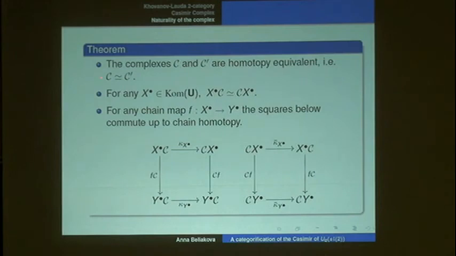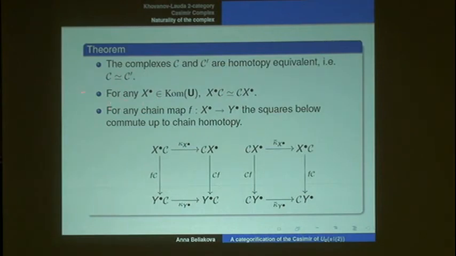So the first statement is just saying that both these complexes are homotopy equivalent to each other. So either you categorify the first expression or the second expression, in the way I showed you, they are homotopy equivalent. This is a more interesting property.